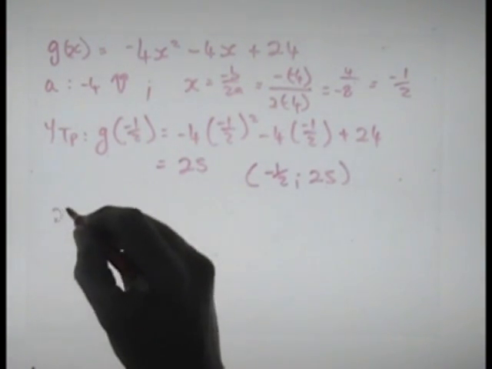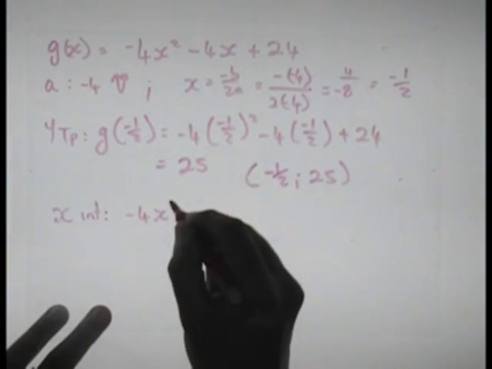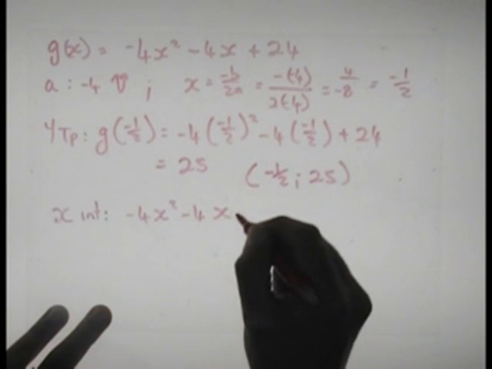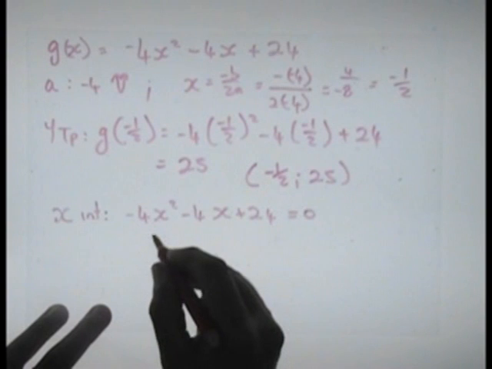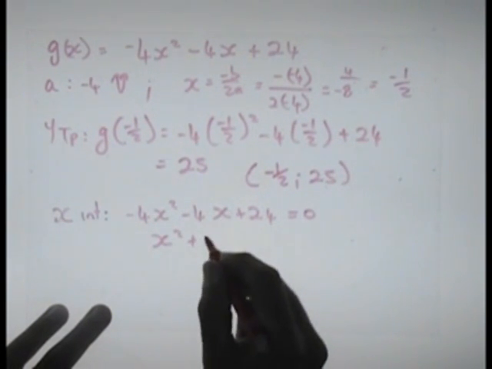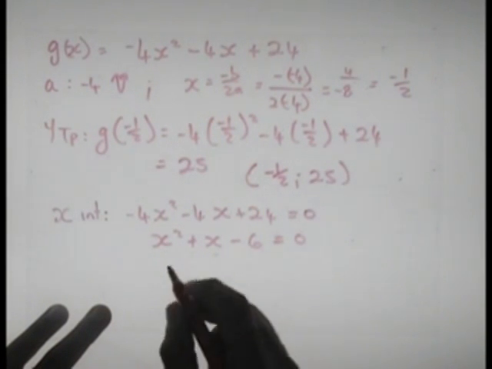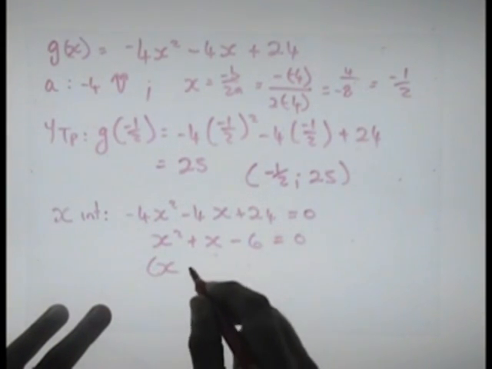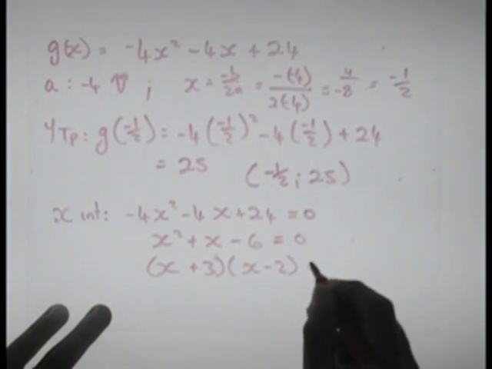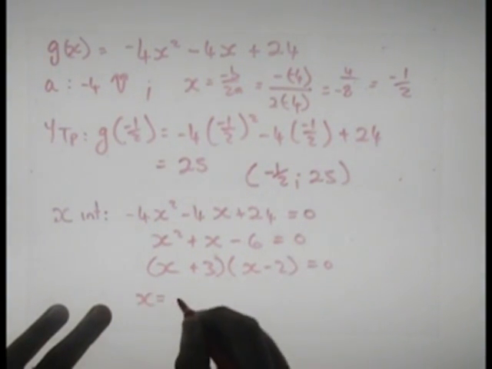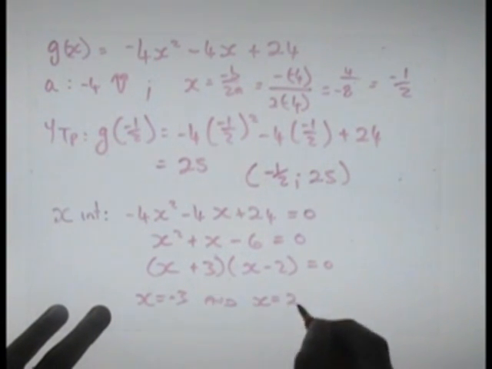The next thing I'm going to look at is my x-intercept, which means that minus 4x squared minus 4x plus 24 is equal to 0. Take out a common negative 4, that means that x squared plus x minus 6 is equal to 0. That's going to be x plus 3 times x minus 2 is equal to 0. X is equal to negative 3 and x is equal to 2.